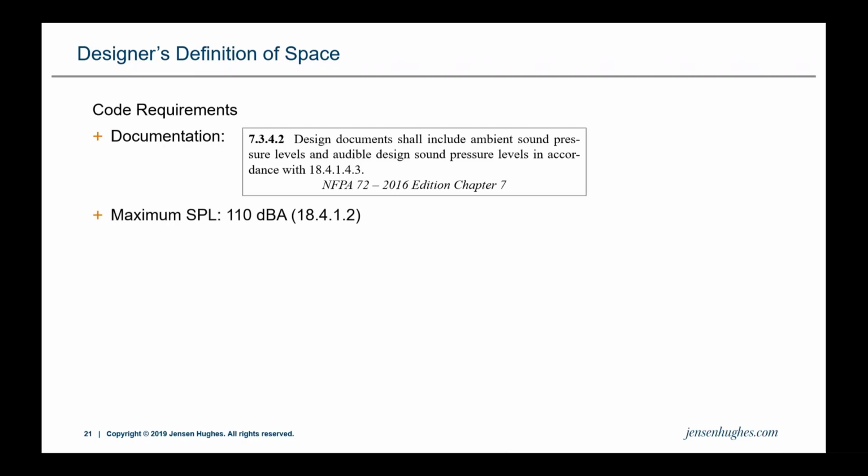Now, a couple of rules to follow when we do that. First and foremost, we do have a maximum. We have a ceiling. We cannot go over 110 dB. And this changed several code cycles ago from 120 down to 110 to be more in conjunction with OSHA requirements. And so now those two requirements match.